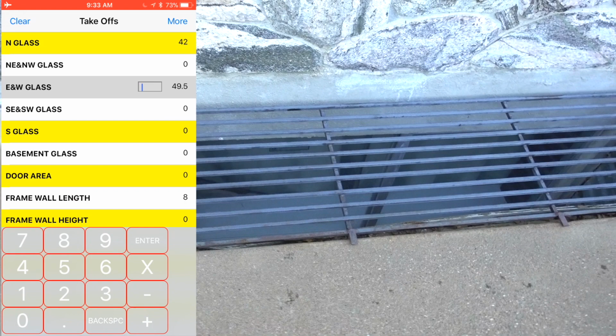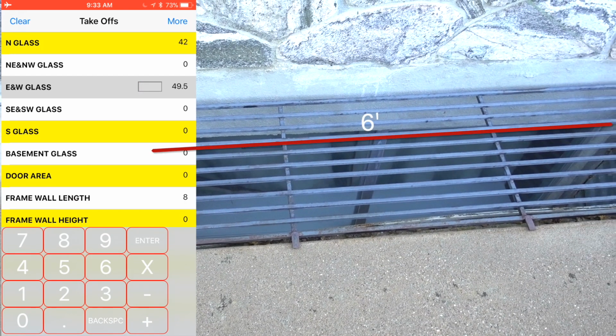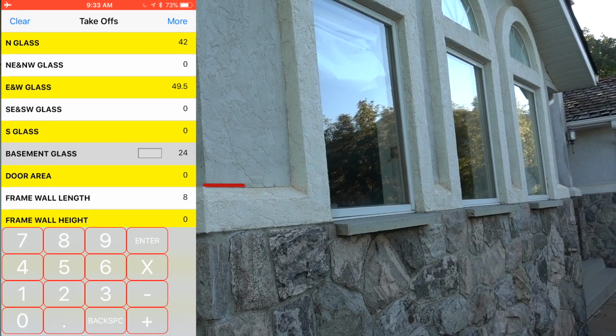Okay, now there's a basement window below. It's a 6 foot by 4 foot. So I'll go to basement glass. 4 times 6, and hit the plus button. Now this particular wall length is going to be 17 feet. So I'm going to hit 17 and hit the plus button.